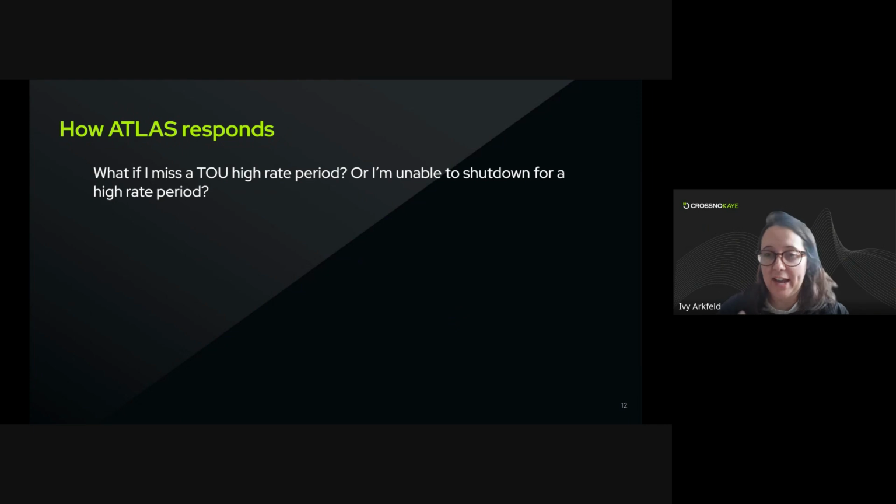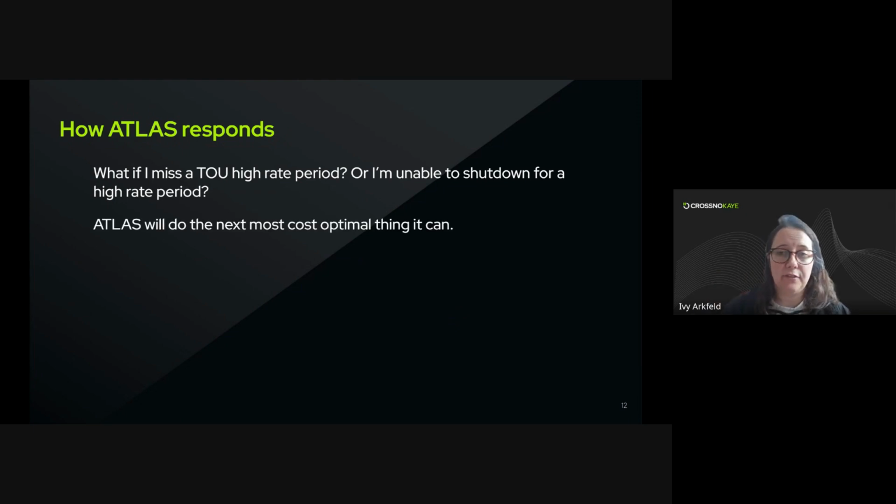So with that note on time of use, what if you miss a time of use high rate period or are unable to shut down for a high rate period? So it depends what kind of rate we're talking about. For energy, that's okay. I mean, you constantly get new opportunities and it's all about the accumulation of energy you use during those time of use periods. But for demand, that can be a bigger deal because it's set once a billing cycle.